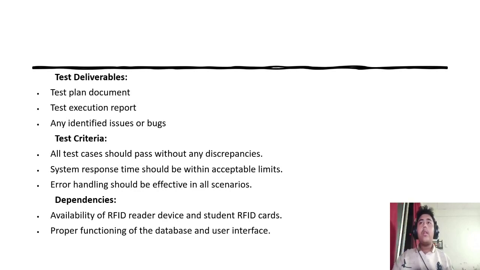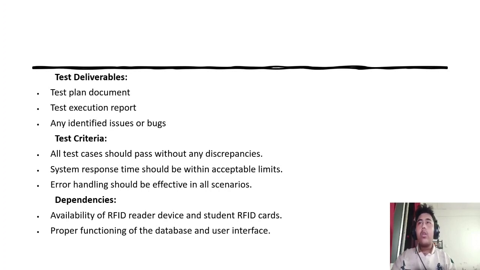Test execution report and identify issues or bugs. So we're going to identify any issues or bugs. Test criteria: all test cases should pass without discrepancy. System response times should be within acceptable limits. Error handling should be effective in all scenarios. Dependencies: availability of RFID reader device and student RFID cards, proper functioning of database and user interface.